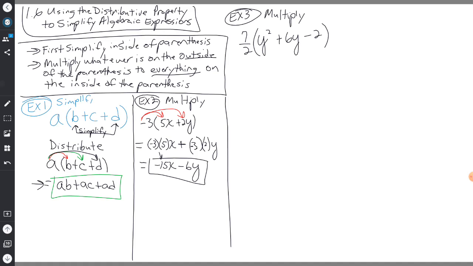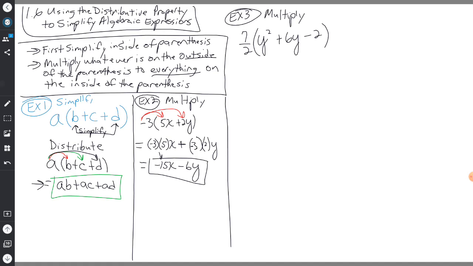But the thing is that when we have different powers on the same variable, we can't combine them. We cannot, and we have a section that's coming up where we'll look at that. But if this was just y, then we could combine. But it's a y to the second power, so we can't do anything to combine those two. So it's just a.